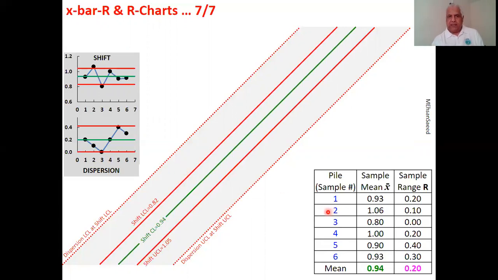So here is the data. In the first case, the sample mean was 0.93 and the range was 0.020. So here we are, the sample mean, so that our bell curve is sitting almost on the center line. So here's the bell curve sitting on the center line with a range or a dispersion of 0.02.